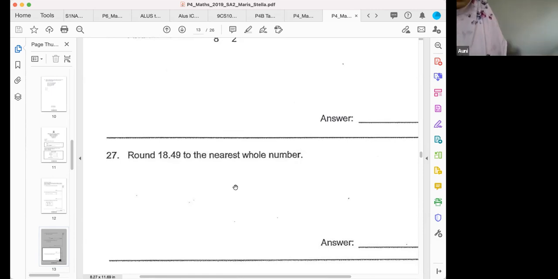All right, come. Let's round off to the nearest whole number. Let's see whether you remember. Nearest whole number means nearest one.